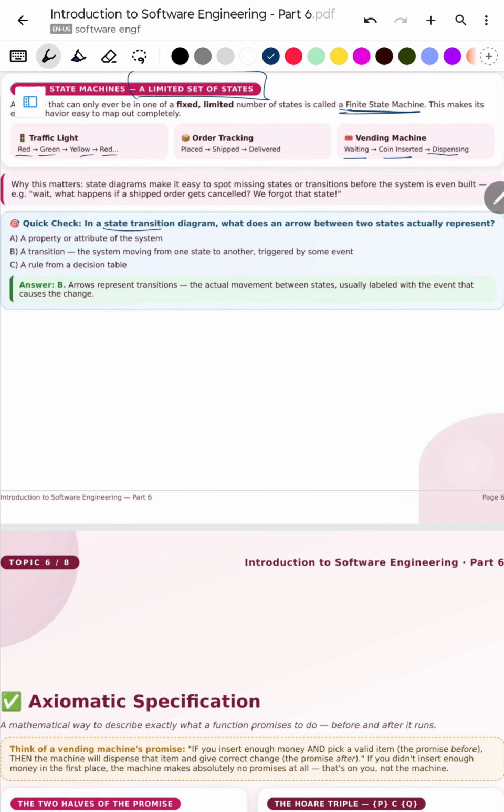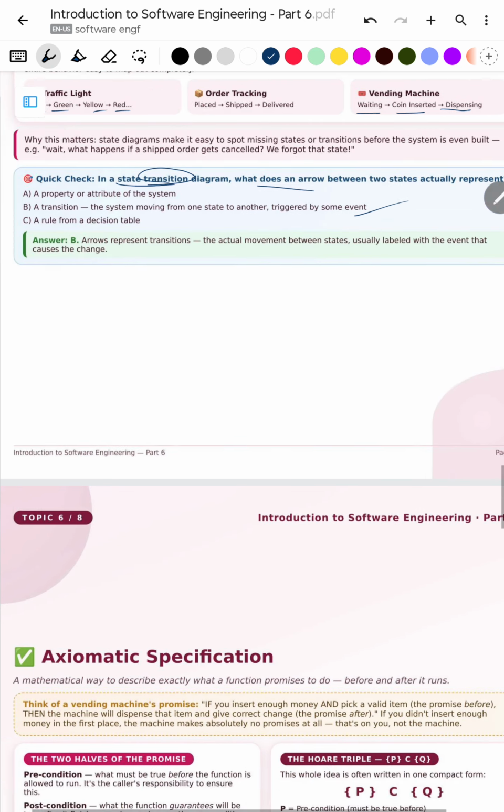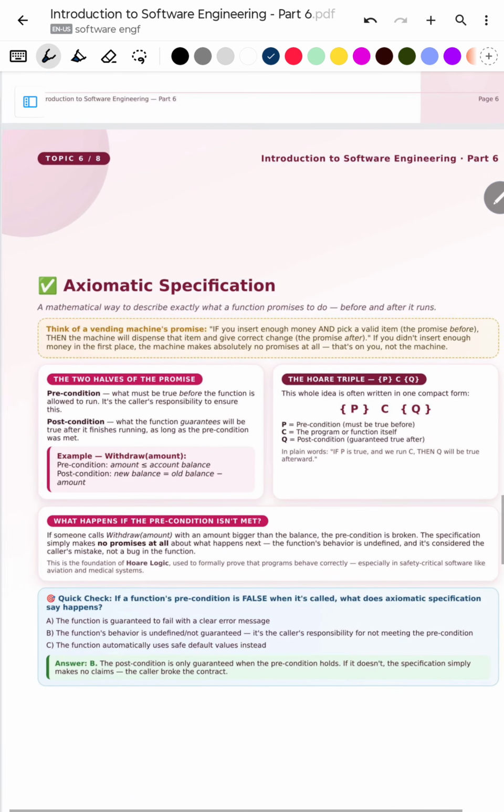In a state transition diagram, what does an arrow between two states actually represent? It represents, it's already given here, a transition, the system moving from one state to another triggered by some event. Let's come to axiomatic specification now.